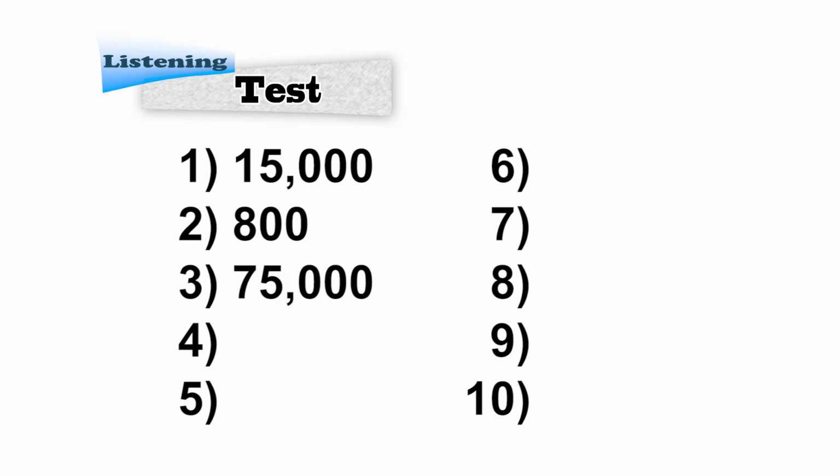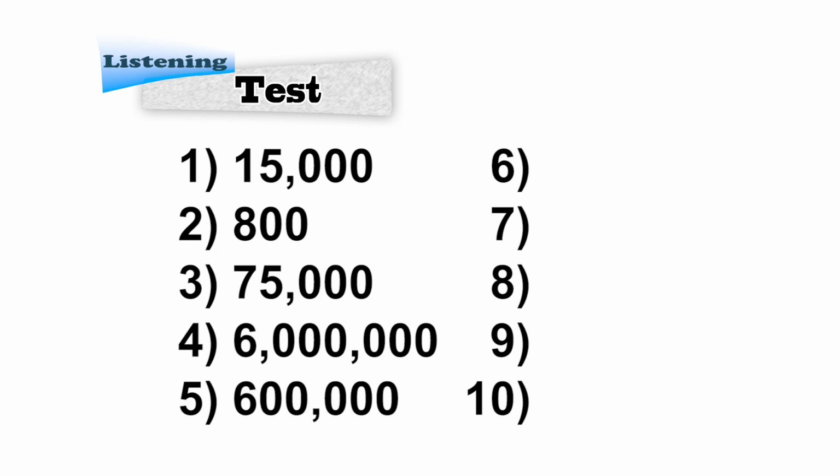Number 4, 6 million. Okay, so you should write it like this with 6 zeros. And number 5, 600,000. Okay, so 600,000 looks like this.